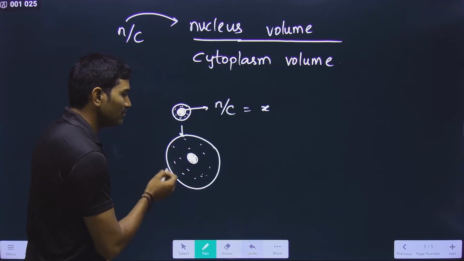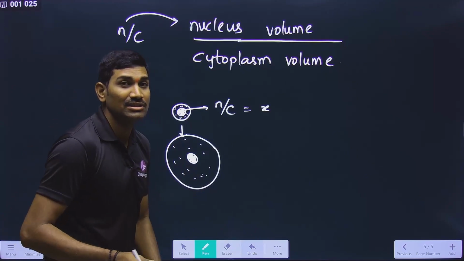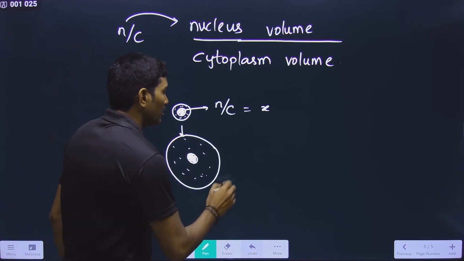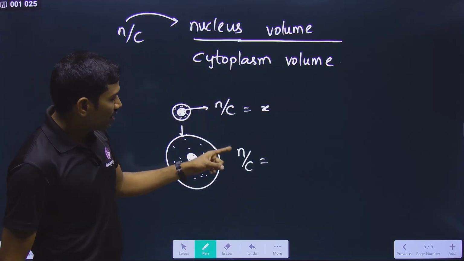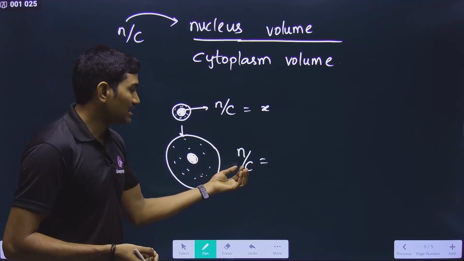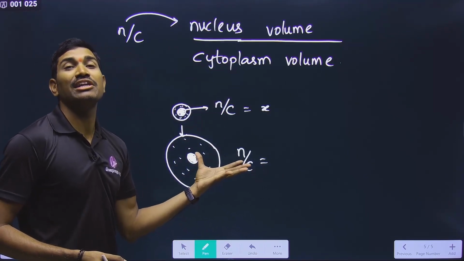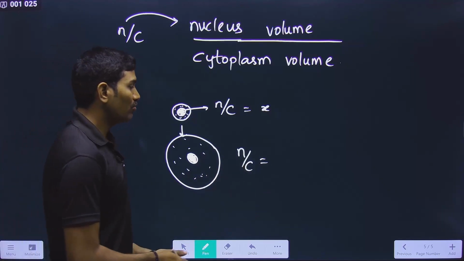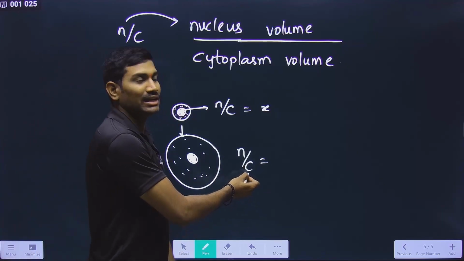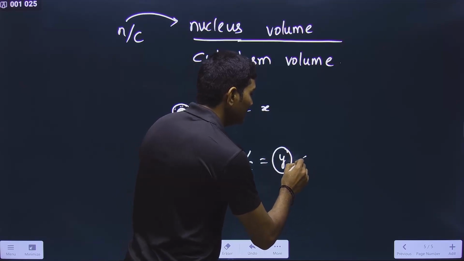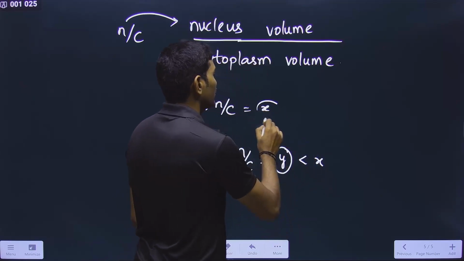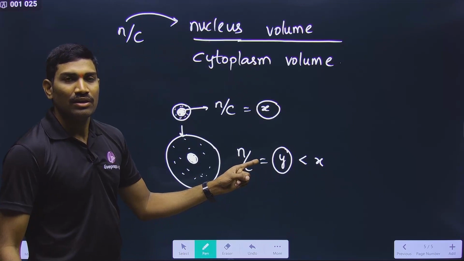But if we are observing the cytoplasmic volume increase, that is very, very huge. And now you just observe carefully, N by C value. Nucleus volume increase is very, very less, but cytoplasmic volume increase is very, very huge. So now when C value increases, what happens? Now here you are getting some value, and this value is definitely less than this particular value. Yes or no?